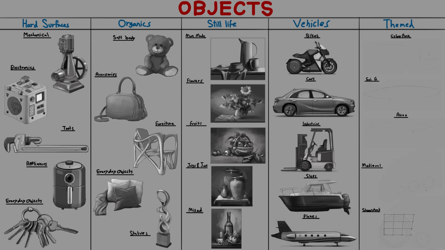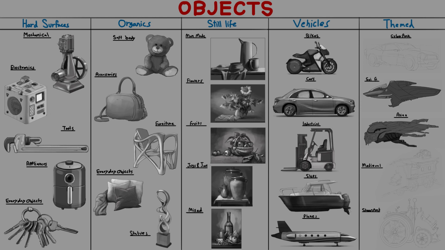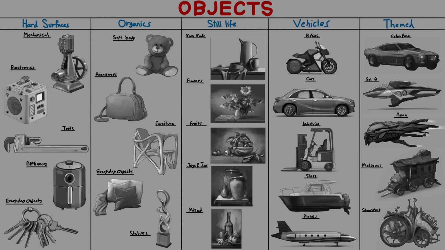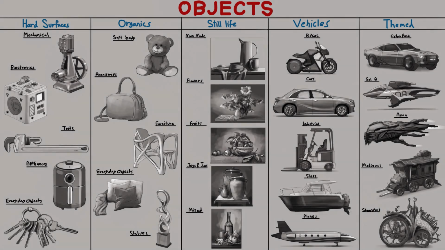In the final subcategory we have themed vehicles, like we did before with the armor and fashion. Cyberpunk vehicles, sci-fi vehicles. We can also do alien-style vehicles, medieval vehicles, and steampunk vehicles. And this concludes the objects category.